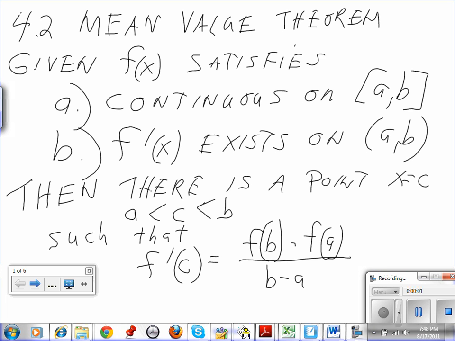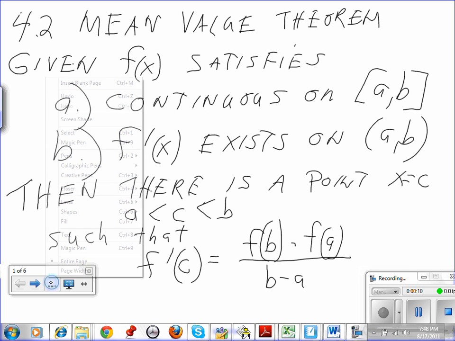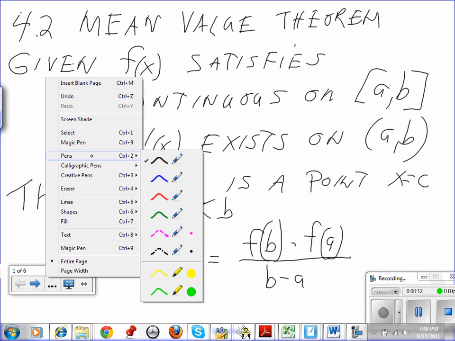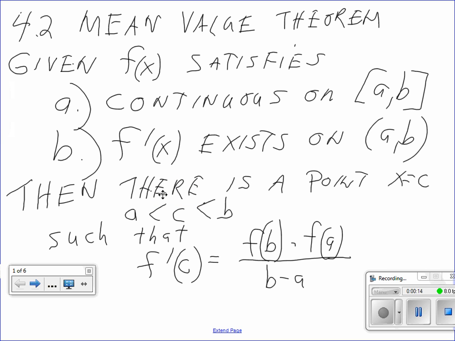Welcome back, and today we're going to discuss the following theorem that you see in front of you. Let me get my little pen out here and let's try to take this theorem apart. Kind of an existence theorem, okay? The mean value theorem, okay? The mean value theorem for derivatives.